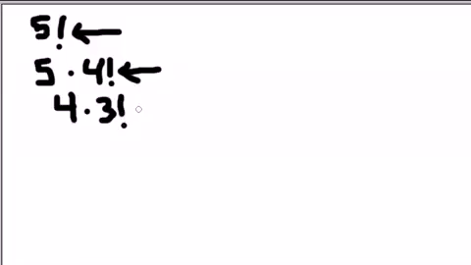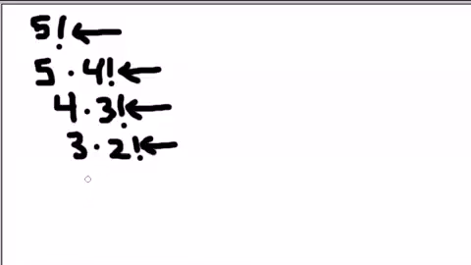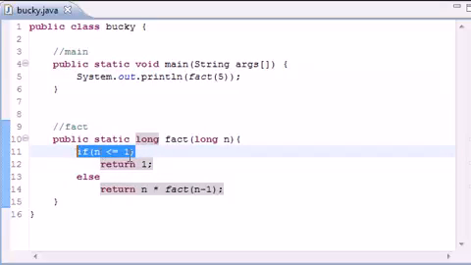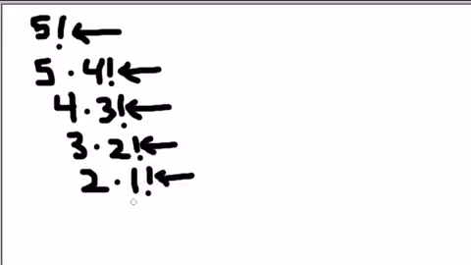Which is 3 factorial. Well, now I need a result for 3 factorial, so I'm going to do 3 times 2 factorial. Well, now I need a result for 2 factorial. So now what I'm going to do is 2 times 1 factorial. Well, now I need a result for 1 factorial. Oh, well, look at what we have here. This is called the base case. And whenever I get to 1, I can just return a 1. So it says, alright, 1 factorial equals 1. Now we have the answer of 1.